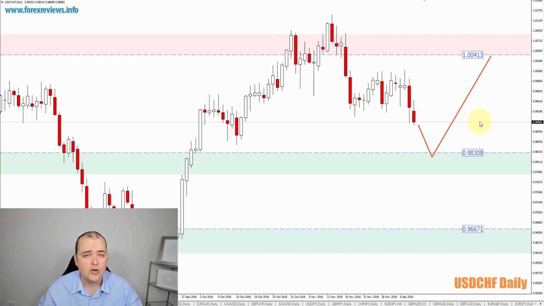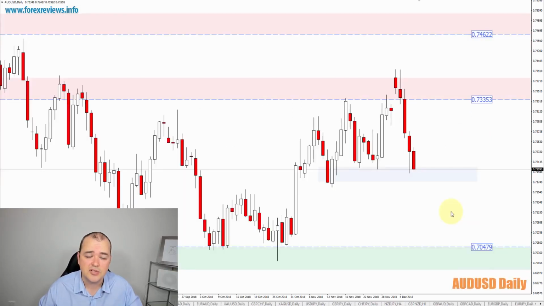So overall on US dollar Swiss, the 98.30 zone area is a potential long-term target area to the downside for all those people holding a sell trade on this market, as well as a potential area on this market where I'm just looking for bullish events and a potential move to the upside from this important zone. Okay, well that's it for that market.